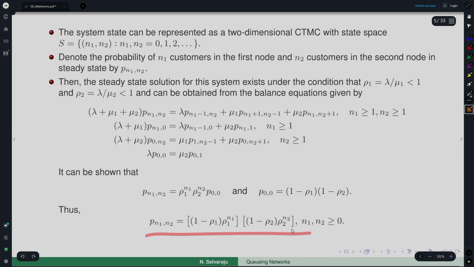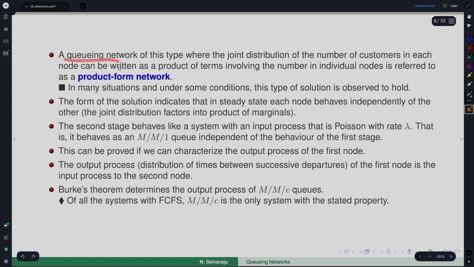Now, this tells some stories. This is the joint distribution of the number of customers in node 1 and node 2 together, and you can think of it as if the number of customers in node 1 and the number in node 2 are each behaving like an M/M/1 queue. A queuing network of this type, where the joint distribution of the number of customers in each node can be written as the product of terms involving the number of customers in the individual nodes, is what is generally called a product form network.